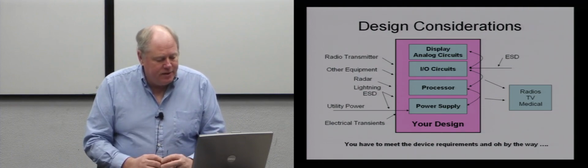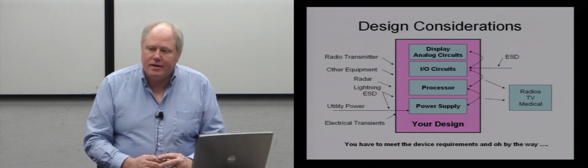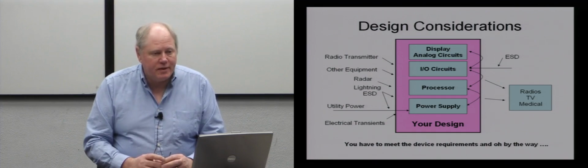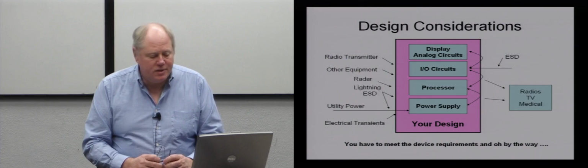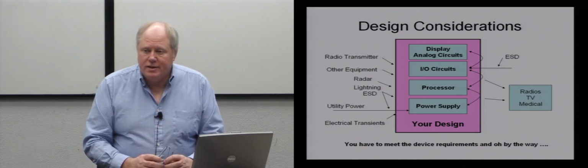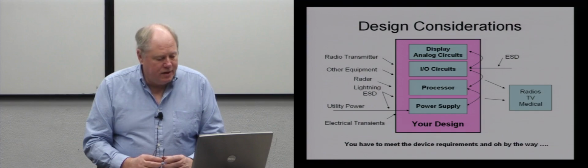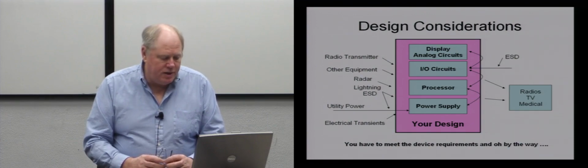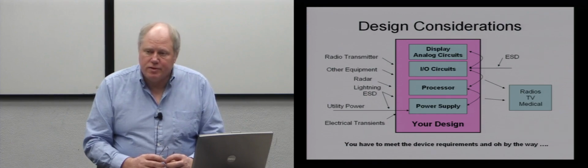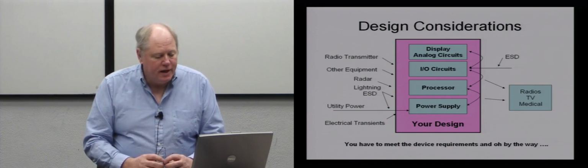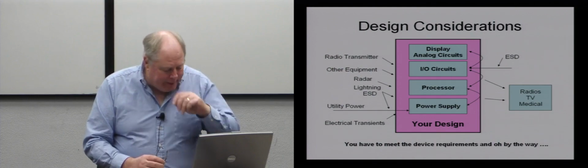Utility power, we kind of take it for granted, it comes out of the wall, it's there, and it's real good in this country, but even here we have all kinds of transients that you have to deal with. And then you have the occasional storms where lightning hits the power grid. How do you make sure your design is robust for that?